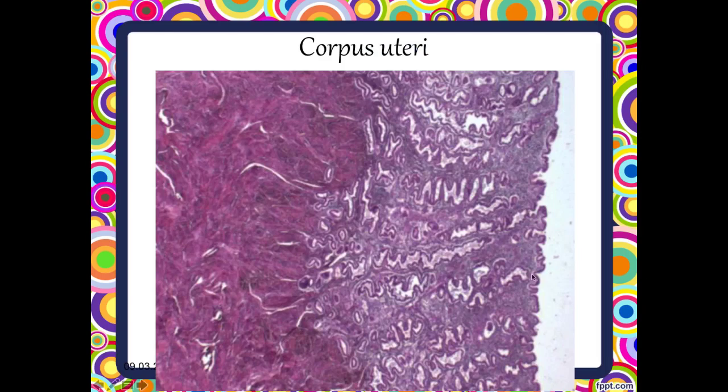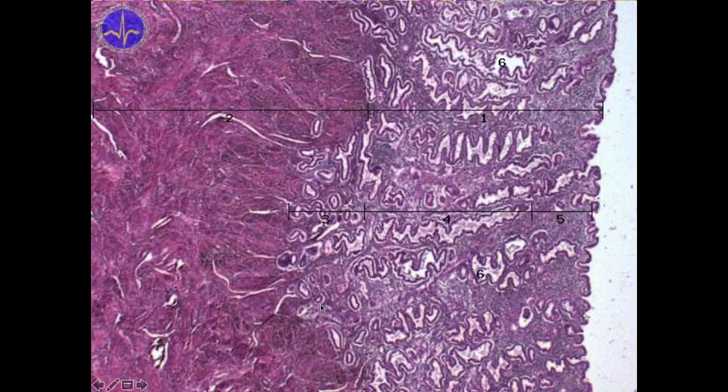So you can see the secretory phase of endometrium within the corpus of uterus. Endometrium is here, then the myometrium here. You can see the endometrium, which can be divided during the reproductive period into the basal portion, zona basalis, and the functional layer, zona functionalis.